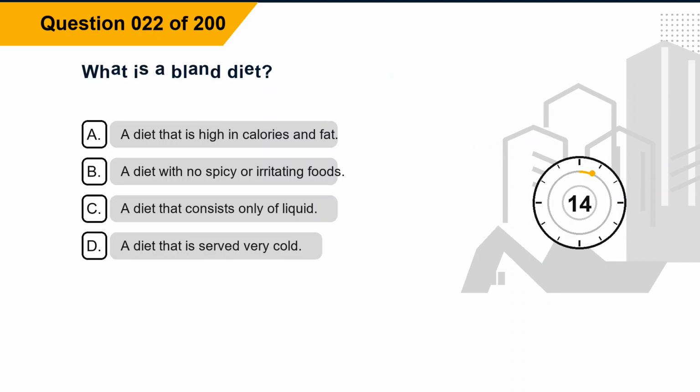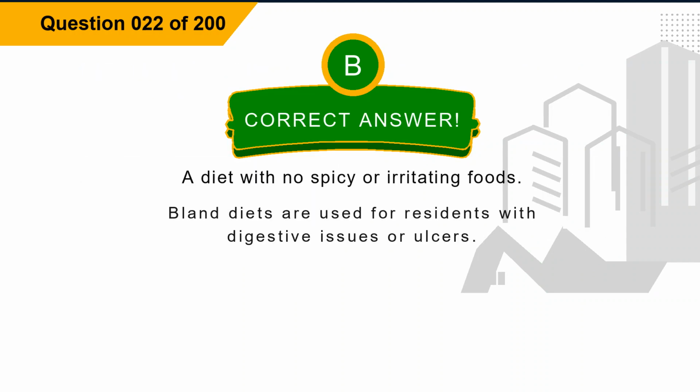Question 22. What is a bland diet? Option A, a diet that is high in calories and fat. Option B, a diet with no spicy or irritating foods. Option C, a diet that consists only of liquid. Option D, a diet that is served very cold. The correct answer is option B, a diet with no spicy or irritating foods. Explanation. Bland diets are used for residents with digestive issues or ulcers.